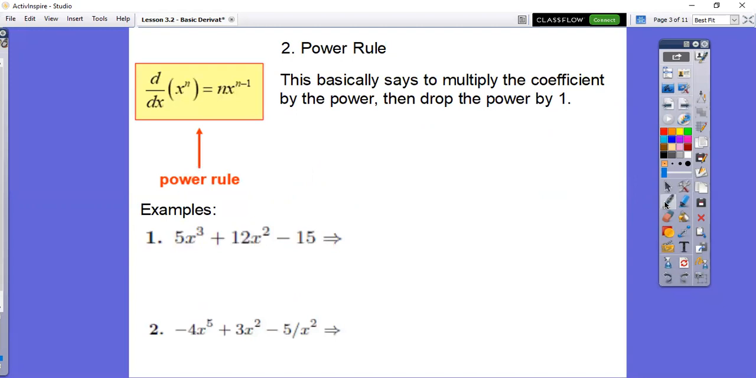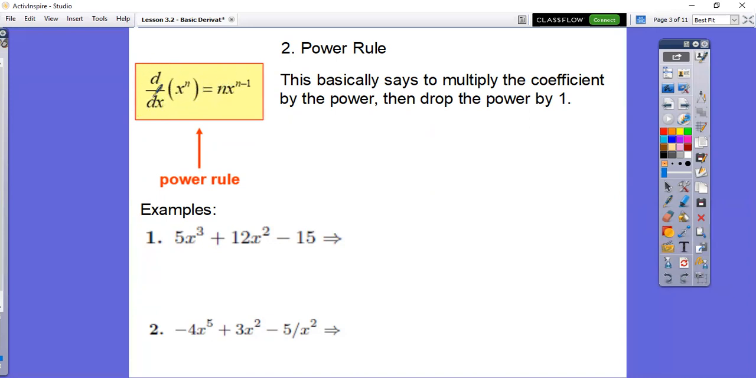So next one is the power rule. A couple of you, when we were doing those derivatives by definition, with the whole limit notation, may have caught on to a pattern that happens when we take derivatives of polynomials with powers. So the power rule, basically what this is saying is if I have a coefficient, I'm going to multiply the coefficient by the power and drop the power by 1. So this right here is the mathematical description of the power rule.